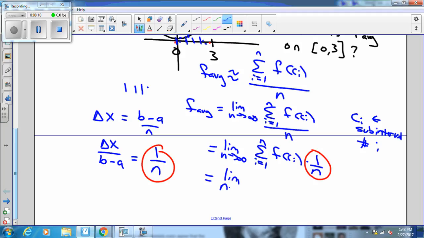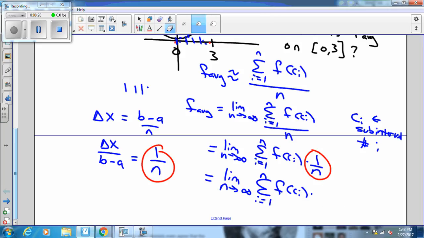and rewrite my average value sum as the limit as n goes to infinity of the sum from i equals 1 to n of f of ci times b minus a over n. Nope. Delta x over b minus a. There we go. That's the right substitution. Everybody with me?